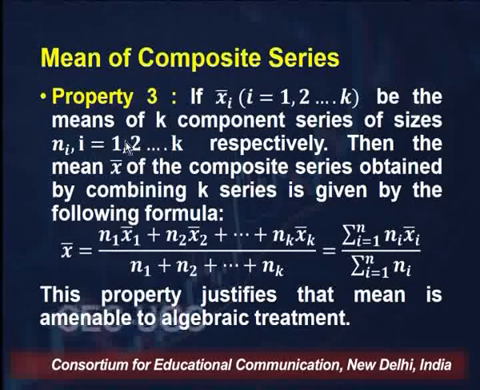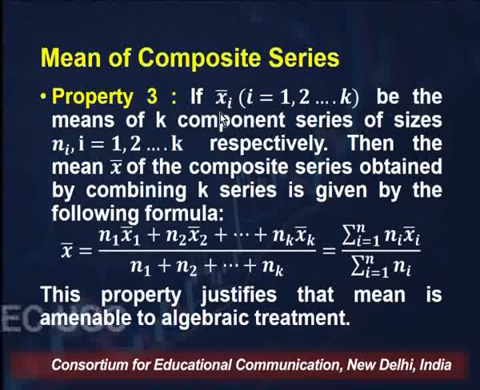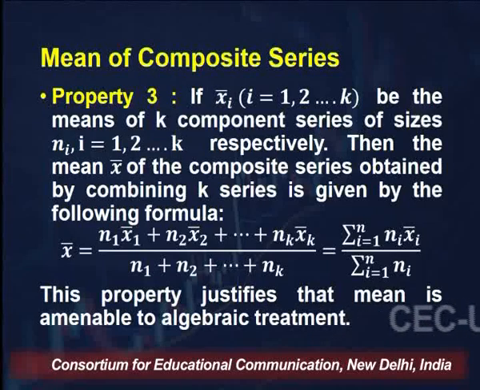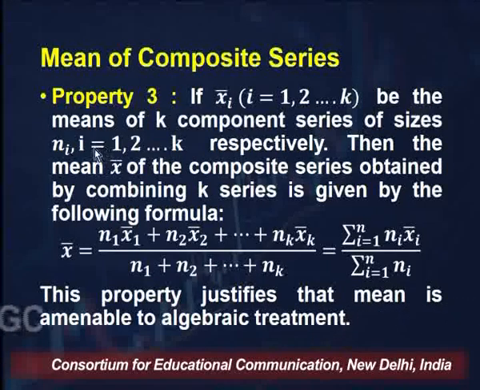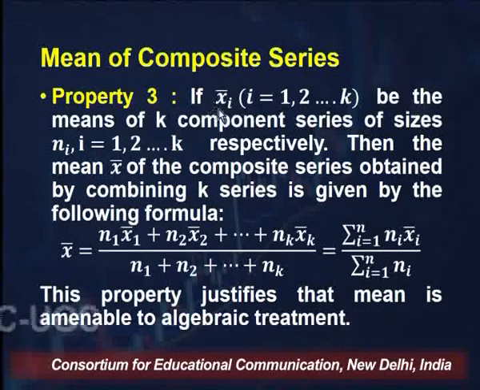Then I am given the means of those series. That means I am given x1 bar as the mean of the first series, x2 bar as the mean of the second series, x3 bar as the mean of the third series, and x4 bar as the mean of the fourth series. And if someone asks me what is the mean of the combined series, that means if I put all the series together as one data, then what is the x bar of that combined series? That x bar of the combined series I can directly find by using these values of xi bar and ni.